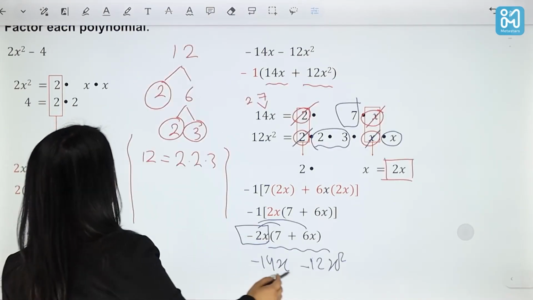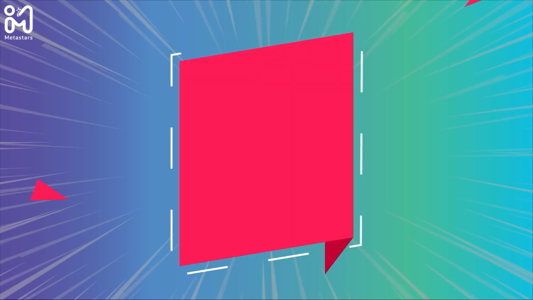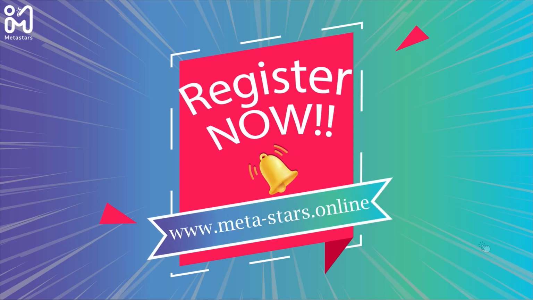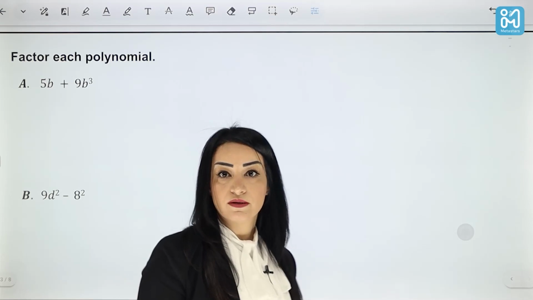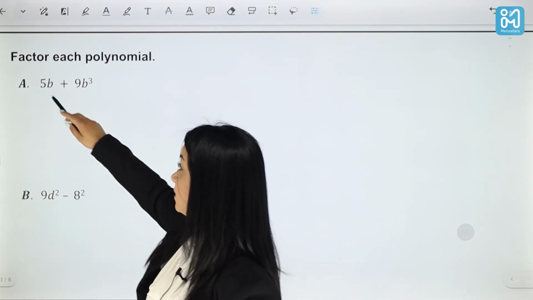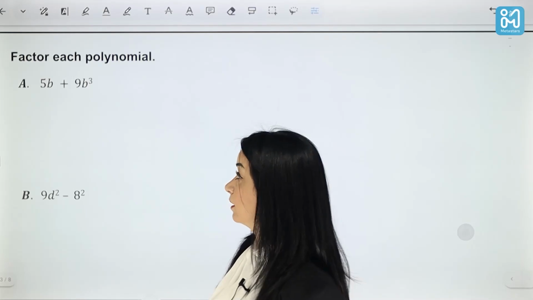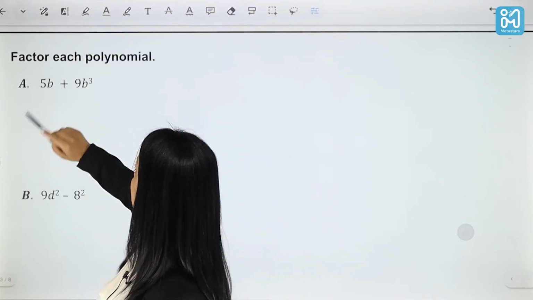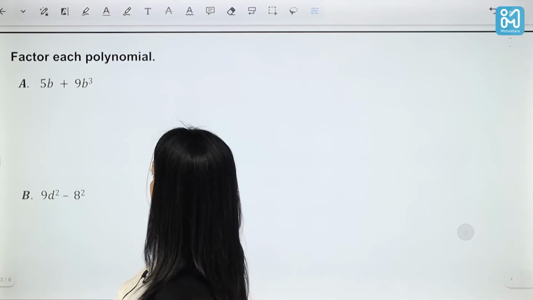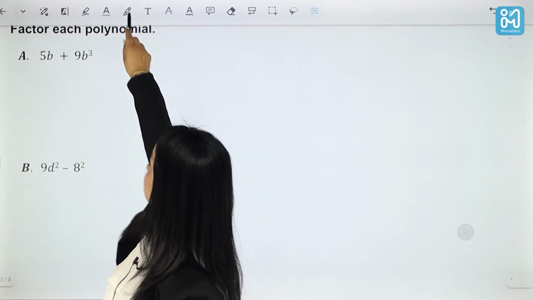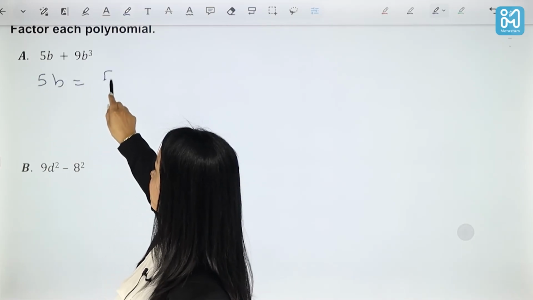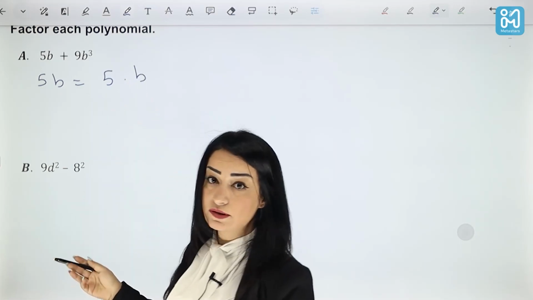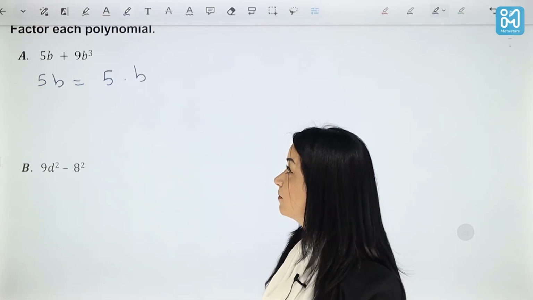Let's take another example. Factor each polynomial. So let's start. 5b and 9b cubed. 5b is equal to what? It's equal to 5 times b. 5 is only 1 times 5. It's a prime number.